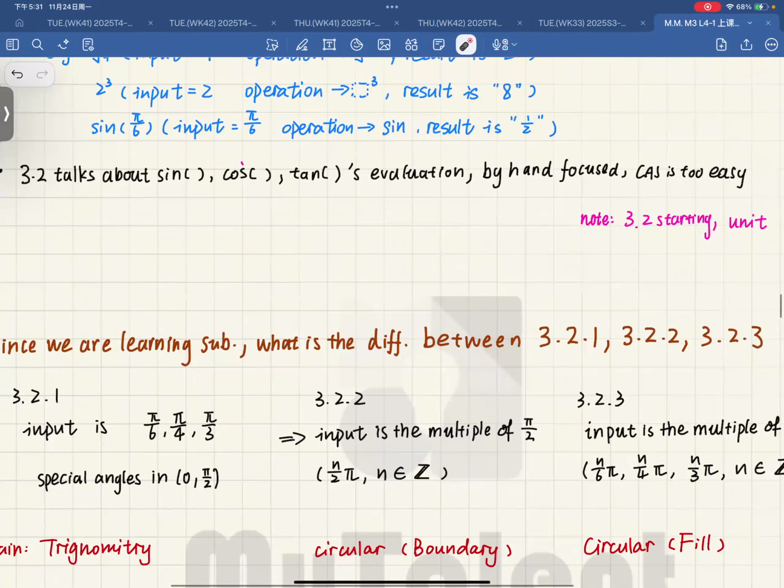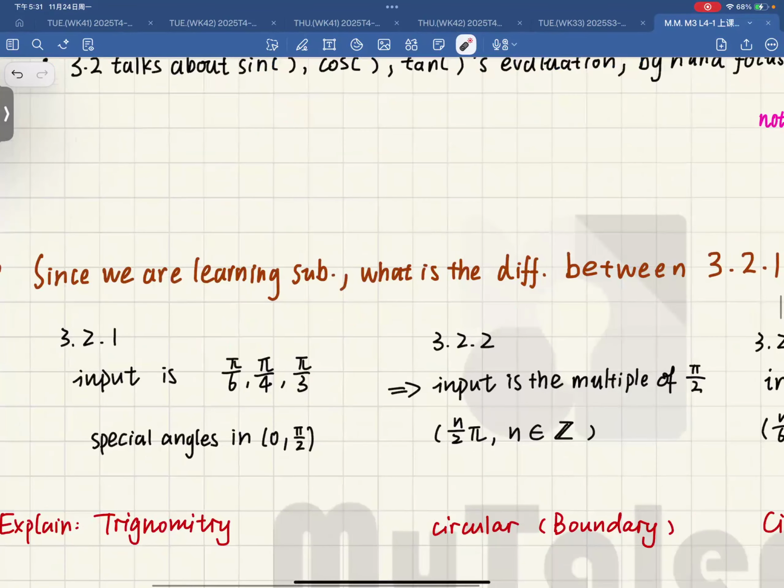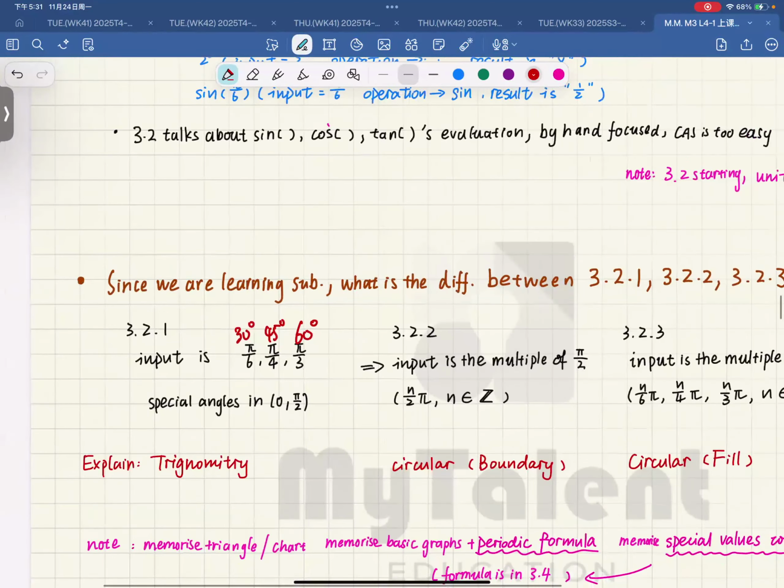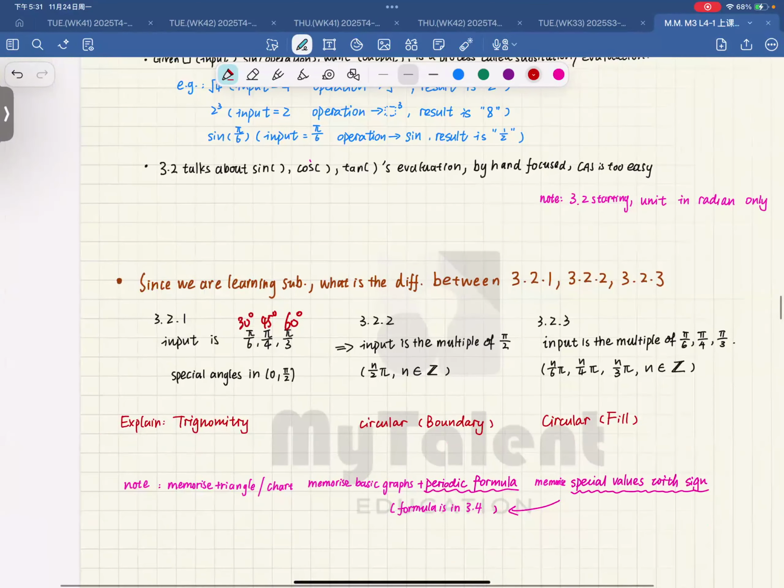There are some typical numbers we should memorize. So pi over 6 is 30 degrees. Pi over 4 is 45 degrees. Pi over 3 is 60 degrees. Those are the typical numbers we should memorize.